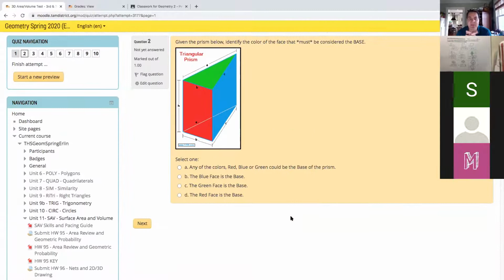Number two: given the prism below, identify the color of the face that must be considered the base. Again, bases can be any shape polygon: triangles, four-sided figures, quadrilaterals, five-sided figures, six-sided, anything. But the faces, the non-bases, must be rectangles. So if you have a shape that's not a rectangle, that can only be the base. So in this case, my triangle here is my base. Any questions on that?